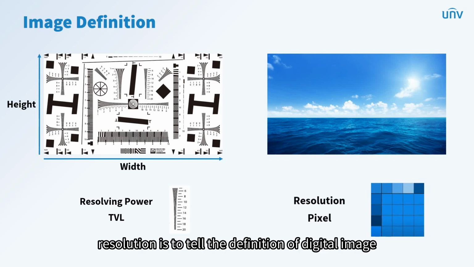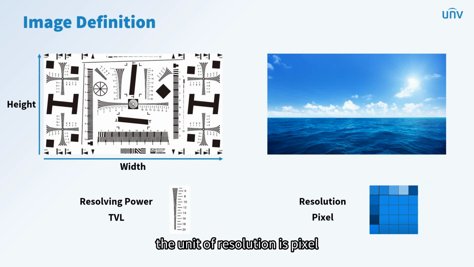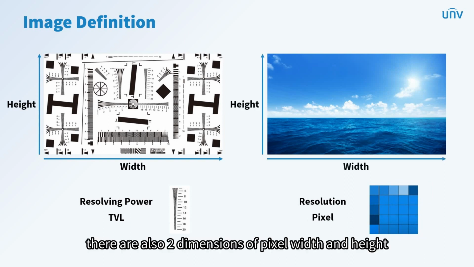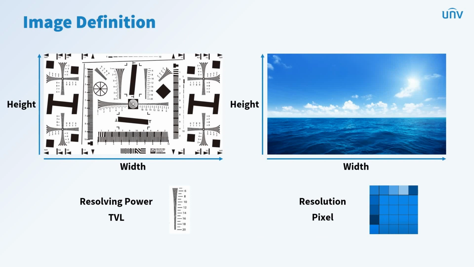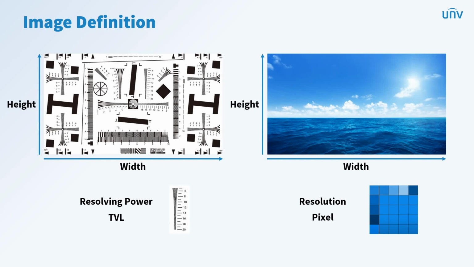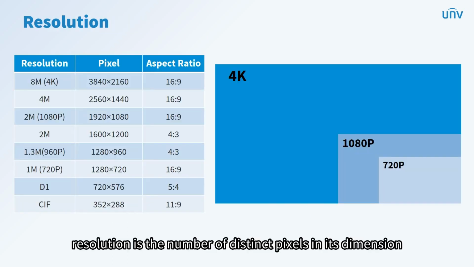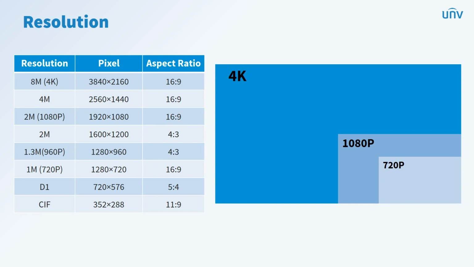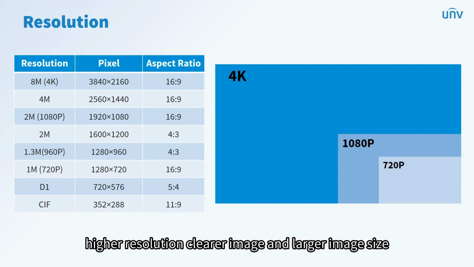Resolution is to tell the definition of digital image. The unit of resolution is pixel. There are also 2 dimensions of pixel, width and height. We are gonna stick with resolution, since it's probably the one that we're most familiar with. Resolution is the number of distinct pixels in its dimension. Higher resolution, clearer image, and larger image size.